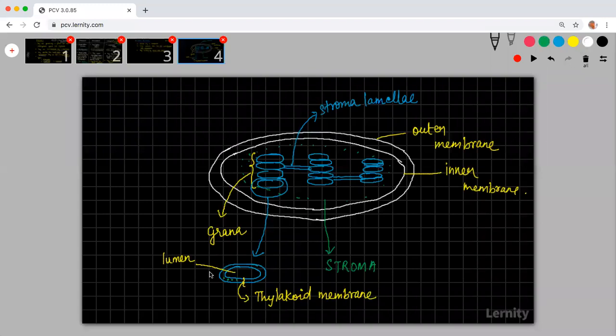Okay, I'll use white color. Yeah, the dots are the stroma. There is a fluid which is filled in that area. That is what we call stroma. Okay, so let me explain the structure. You are able to see plastids. This is the structure of a chloroplast.